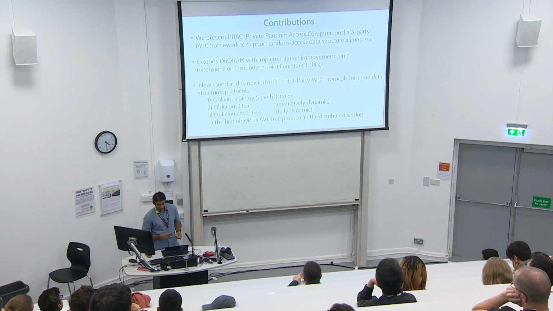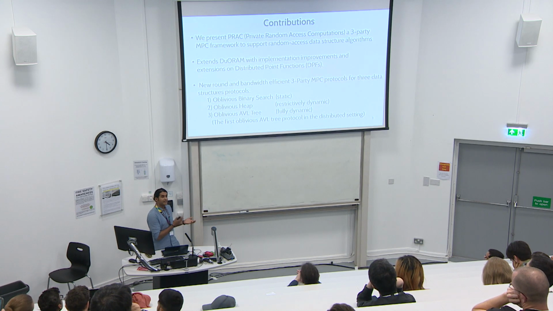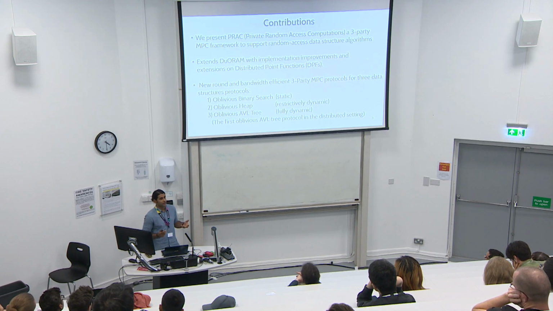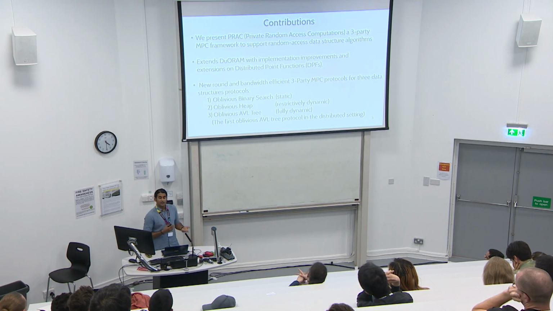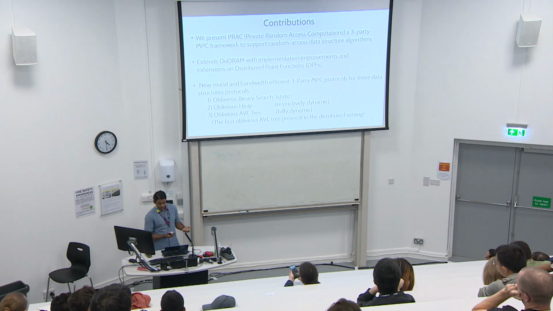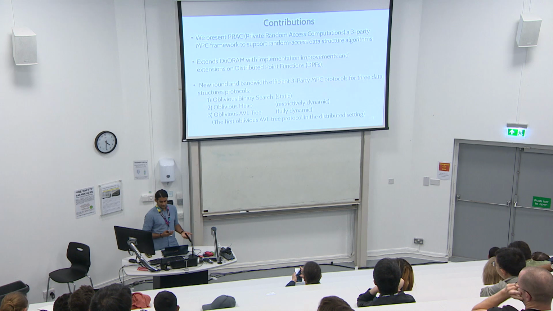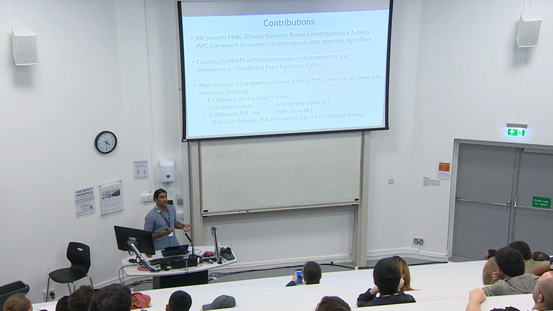In particular, we present an oblivious binary search that is static in nature. That's to say it operates over sorted secret shares of an array of data. An oblivious heap that allows for arbitrary additions but deletions for only the minimum item, so we call this restrictively dynamic. And also the first oblivious AVL tree protocol in the distributed trust setting, which allows parties to insert, delete and look up in this AVL tree without any party realizing the items or the shape of the tree that's involved.